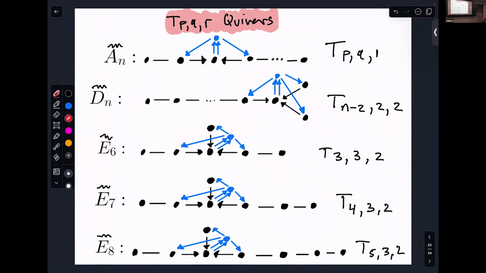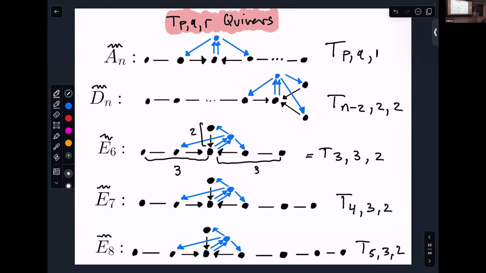So TPQR quivers, basically, what it is, I sort of pick this double arrow and I attach some oriented cycles to it, and then I make the tails of length P, Q, and R. So just as an example, this is a T33332 quiver, and it has tails of length 3. That's a tail of length 3. It's a tail of length 3, and that's a tail of length 2. So hopefully it makes sense what TPQR is in general.